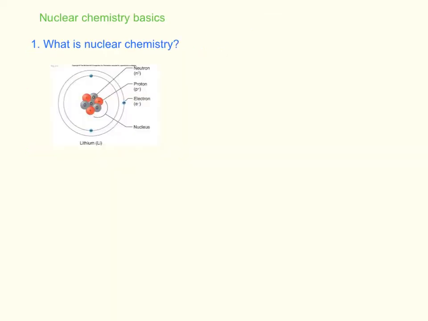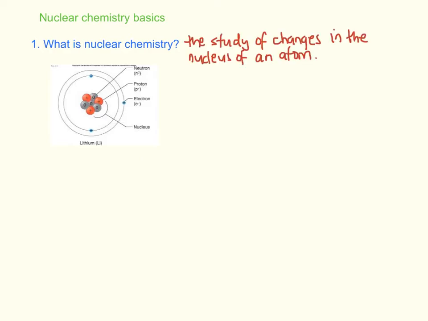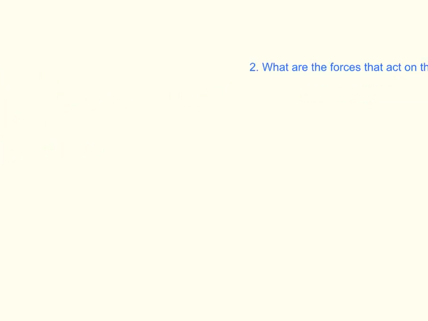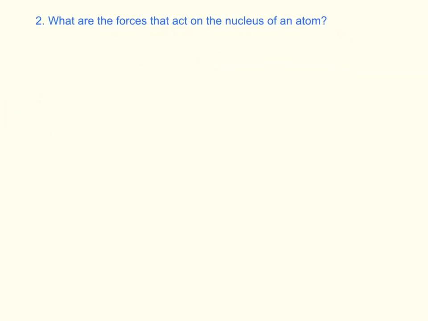So, nuclear chemistry is the study of changes in the nucleus of an atom. When we talk about nuclear chemistry, we are focusing on the protons and neutrons only. We are not going to talk about what happens with the electrons outside of the nucleus, because they're not part of the nucleus, therefore they're not included in nuclear chemistry. Okay, so let's move on to number 2, what are the forces that act on the nucleus of an atom?